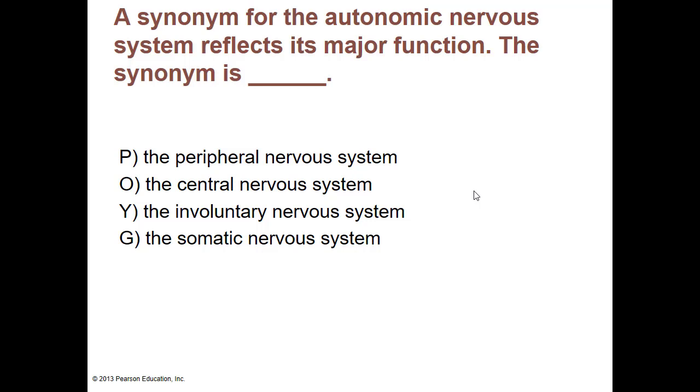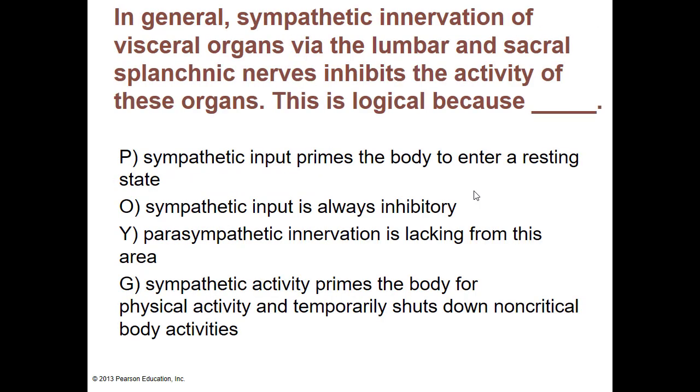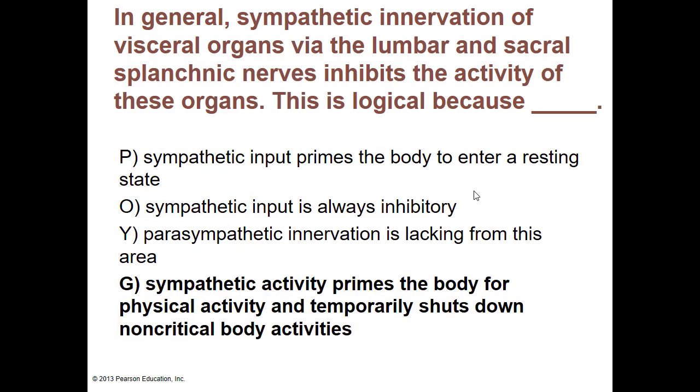Now, I want to get you guys out of here because I know it's right at 4 o'clock, so I want to tell you the answers. The synonym for the autonomic nervous system: involuntary, because you don't have control over the autonomic. Regulation of the heart rate at low levels: parasympathetic, you're at rest. In general, it's the sympathetic. Why it makes sense is because the sympathetic stress activates the body for physical activity. That's why you don't digest.